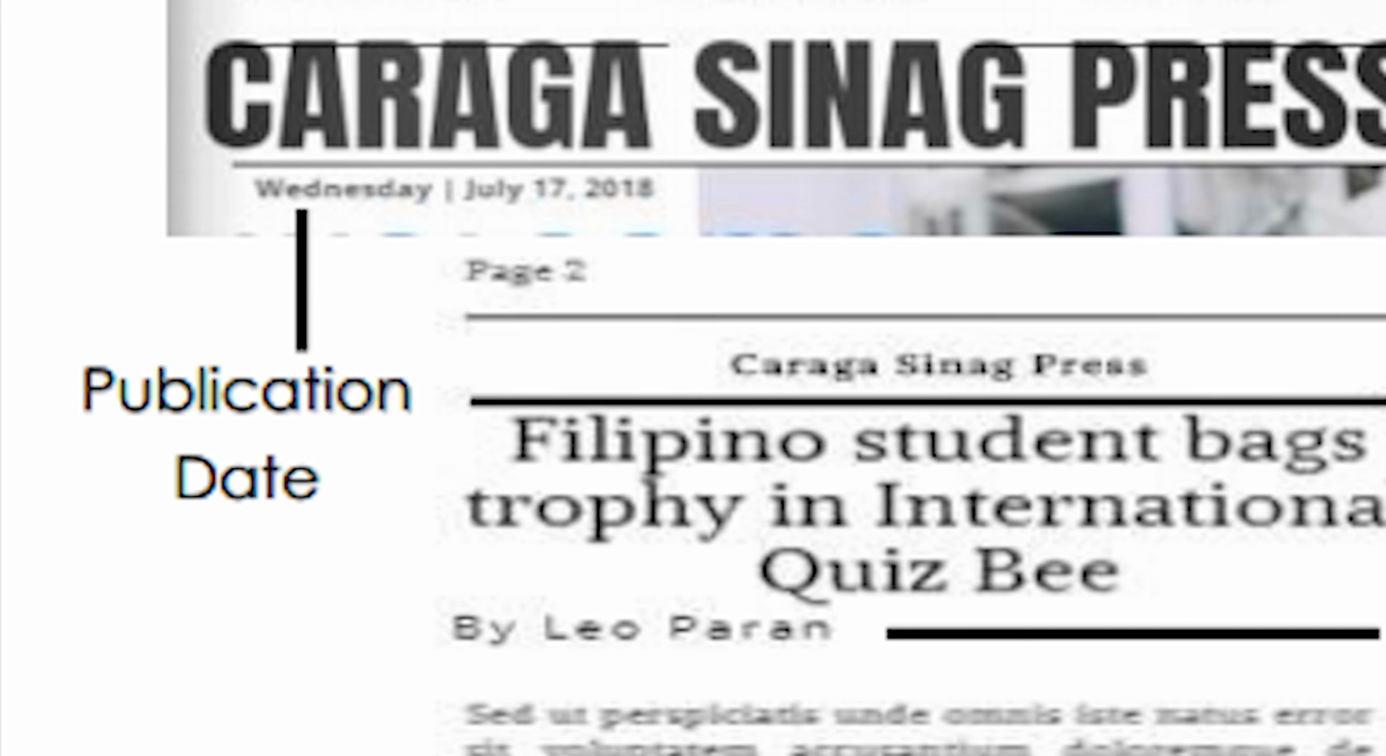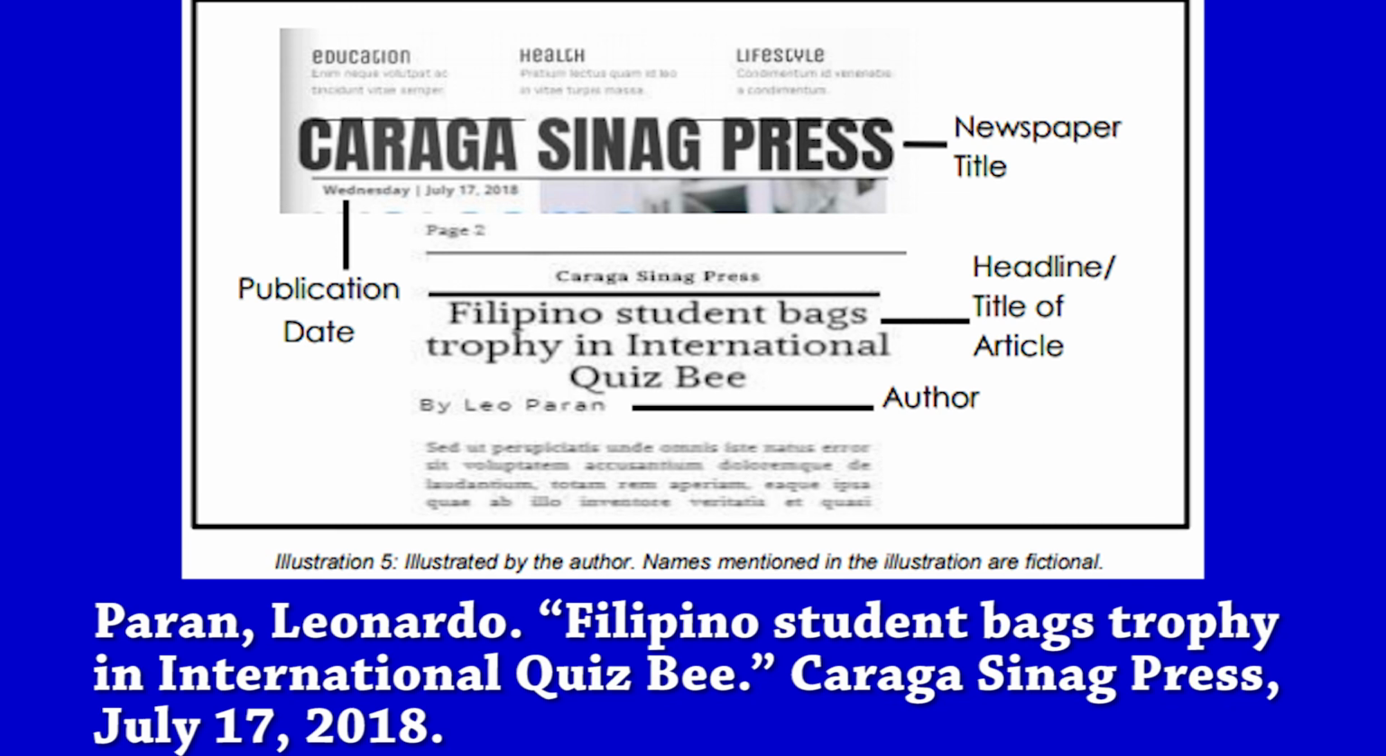So, how will you write this as a bibliography? Okay, unahin natin. Okay, ito yung author. Family name first, Paran, followed by the first name, Leonardo, and then sumunod ay yung headline or the title of article, that is Filipino Student Bags Trophy in International Quiz B. But don't forget the quotation mark. So, mayroon siyang quotation mark. And then, followed by the newspaper title, and that is Caraga Sinag Press. And then, yung panghuli ay yung publication date, July 17, 2018. Nakuha nyo? Do you understand me?